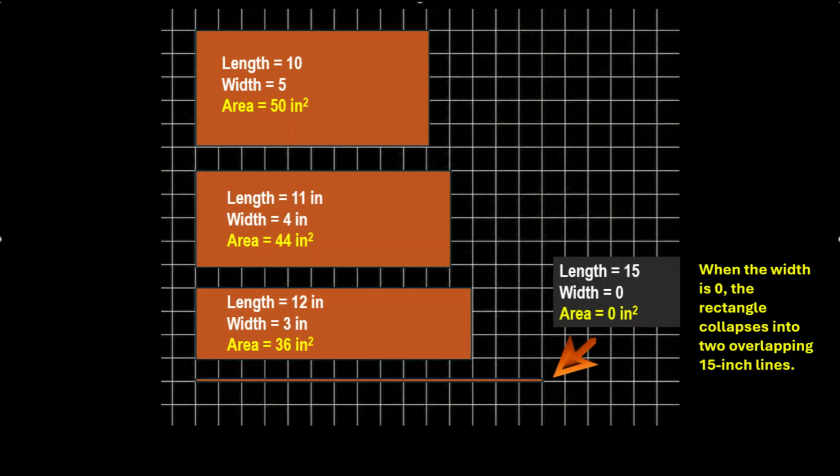If we gradually change the shape, reducing the width while increasing the length, the perimeter remains constant at 30 inches. The thread length doesn't change, but the enclosed area decreases. As the width approaches zero, the rectangle becomes degenerate, with sides 15, 15, 0, 0 inches. The perimeter stays 30 inches, yet the enclosed area collapses to zero, illustrating how a shape can maintain the same boundary length while enclosing no space at all.